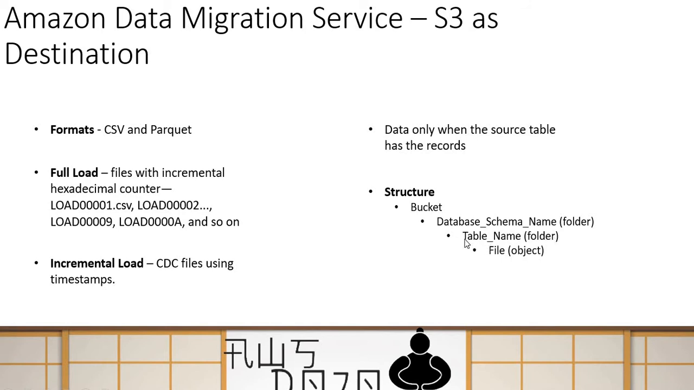Again, it will create a table folder only when the table has some data, otherwise it's not going to create it. It will create one folder per table under the database, and then it will simply create files under that. These files will take either this naming convention for full or this one for incremental. So this is the kind of structure it creates when you're trying to migrate your data. Again, not that it's super important, but I think it's always good to know.